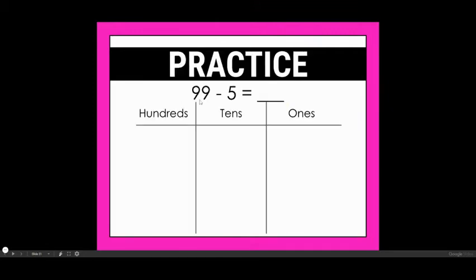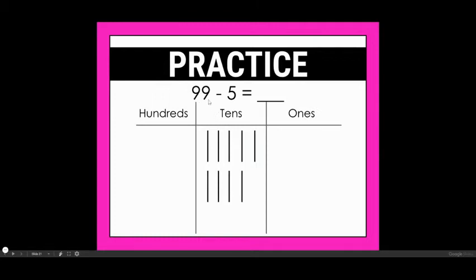We're going to do 99 minus 5. So our first step is to build the minuend, and our minuend would be 99. So how many hundreds do I need for 99? No hundreds. How many tens do I need for 99? I need 9 tens. 1, 2, 3, 4, 5, 6, 7, 8, 9.